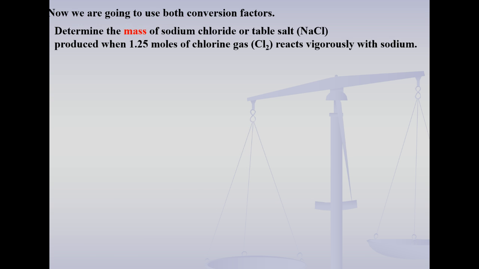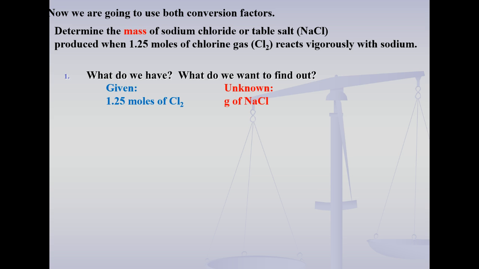Okay, let's take a look at the first problem. We want to determine the mass of sodium chloride, or table salt, that is produced when 1.25 moles of chlorine gas reacts vigorously with sodium. So the first thing we're going to do is ask ourselves, what do we have and what do we want to find out? Our given is 1.25 moles of chlorine. Our unknown is grams of sodium chloride.